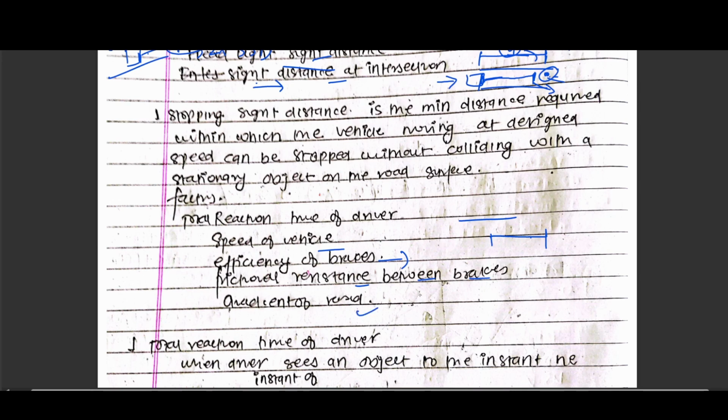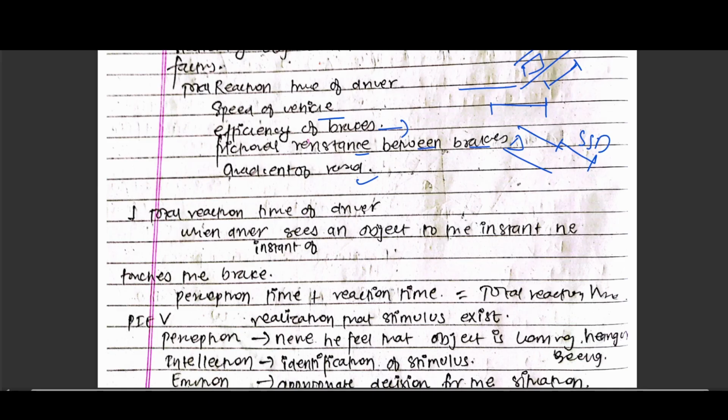And another is the gradient of the road. Like in ascending gradient, the grade will oppose the movement of the vehicle. That's why stopping sight distance will be less in this case. But in case of descending gradient, the grade will support the vehicle to move forward. That's why the stopping sight distance will be more. Simple as that. And this is typically explained by PIEV theory.